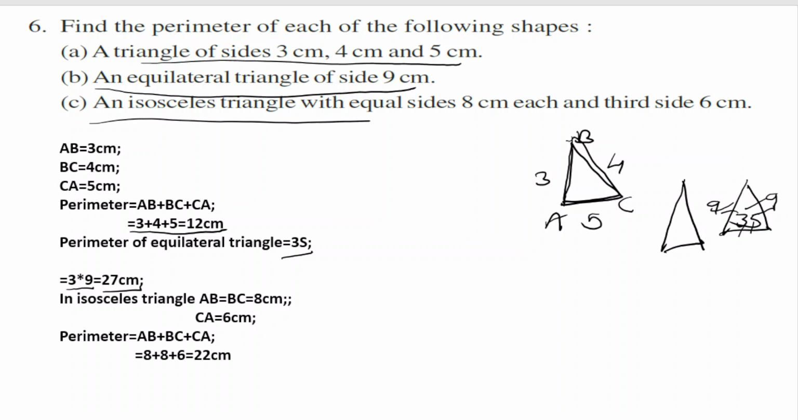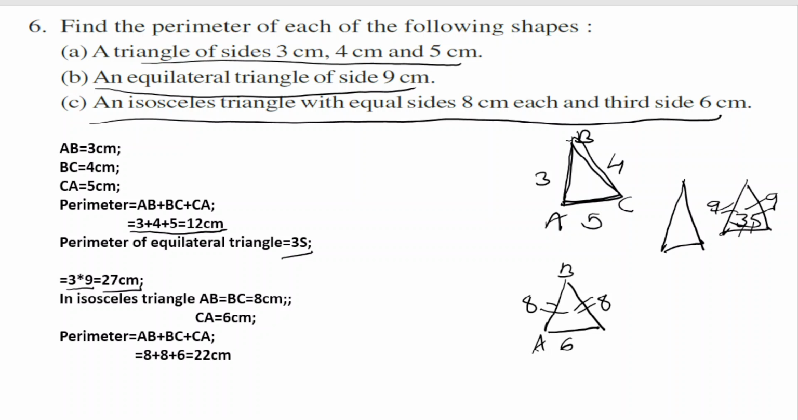An isosceles triangle with equal sides 8 centimeters each and third side is 6 centimeters. You know that in an isosceles triangle, two sides are equal and the equal sides are given 8 centimeters and the third side is given 6 centimeters here. And you know that perimeter is nothing but AB plus BC plus CA. So 8 plus 8 plus 6, that is nothing but 22 centimeters.